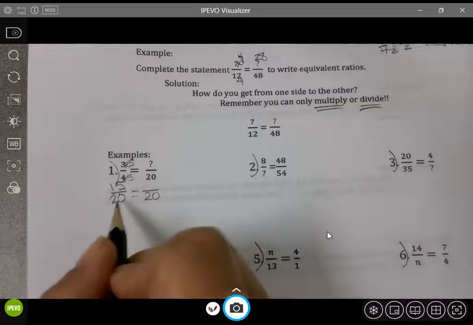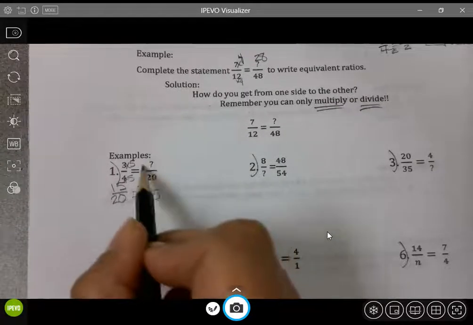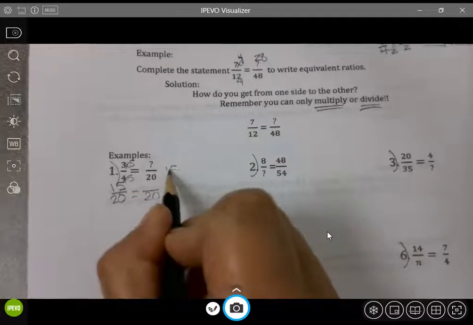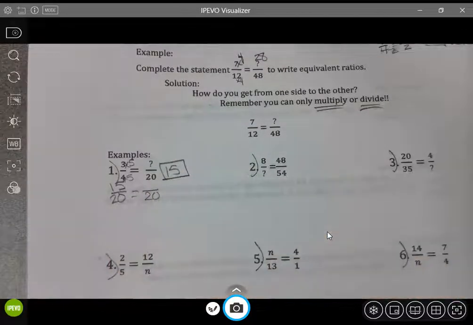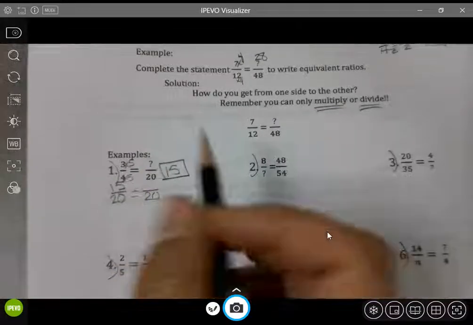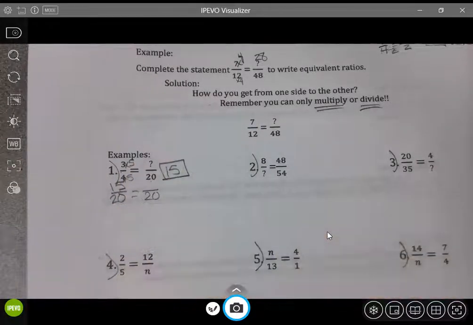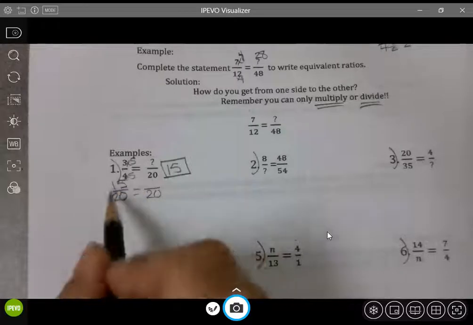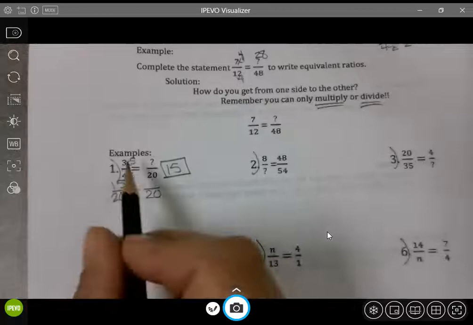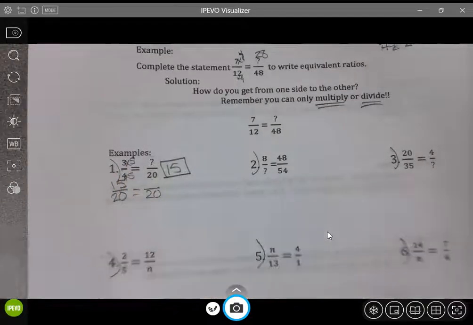If they are equivalent, if they equal the same thing, then my number right here should be exactly the same thing. So what is my missing number? My missing number is 15. And I didn't have to rewrite it down here. I was just showing you. 4 times 5 is 20. 3 times 5 would equal 15. I just wanted to show you what was happening. I'm trying to get the exact same fraction. And that happens when I multiply or divide.